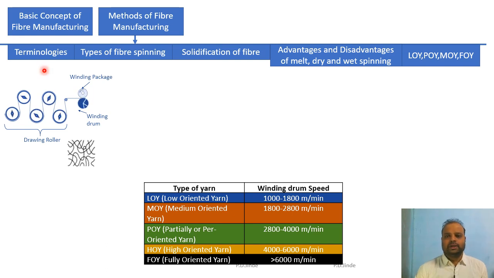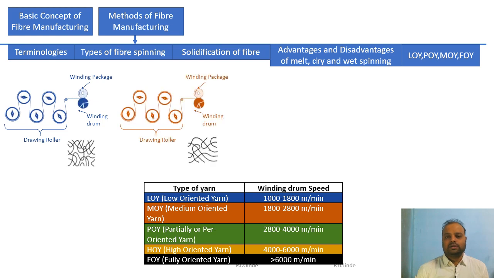Medium winding speed, that is 1800 to 2800 meters per minute, causes medium stretching, and that causes medium molecular orientation. Such a yarn is known as MOY, that is medium oriented yarn. Why is it called MOY? Because its molecular orientation is somewhere in the middle. In this figure, you can see the molecular orientation that we are going to get once the yarn is prepared.